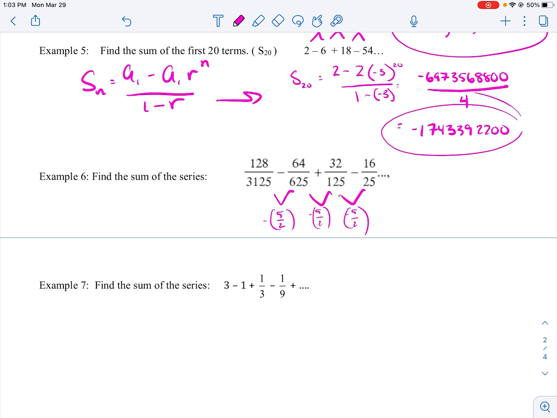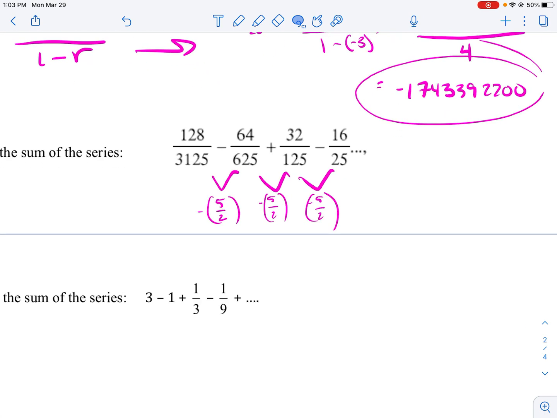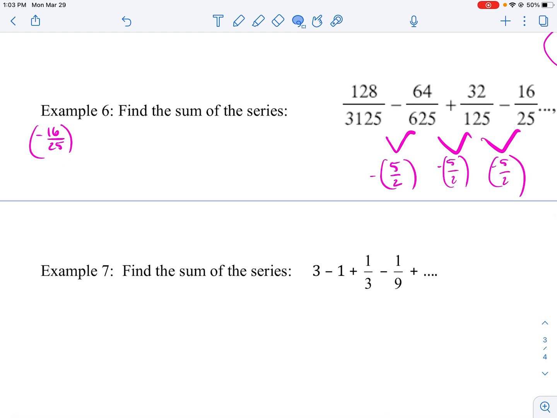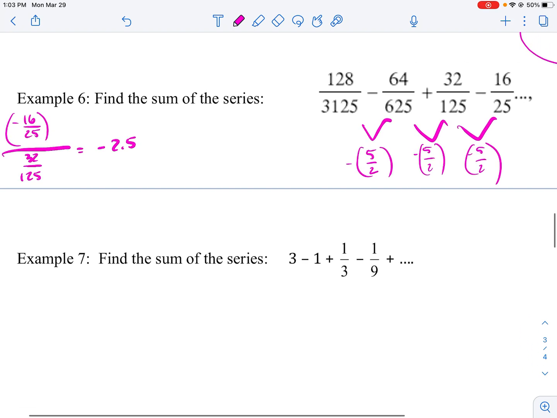Okay. Now, if you're ever unsure on how to find what we're increasing by here, here's your method. Take the last term, and then you divide it by the one prior. So this would be 32 divided by 125. When you do so, you end up getting a negative 2.5. Okay? And then this guy here, I'm going to go 32 over 125, all that divided by a negative 64 over 625, and that's also a negative 2.5.